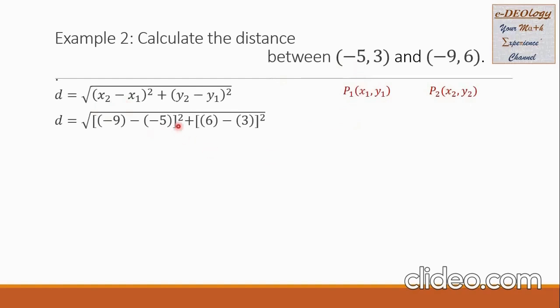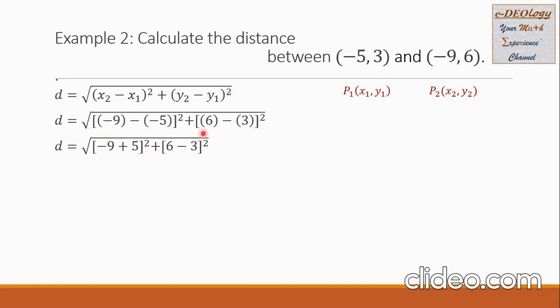We put the square and then plus. The y sub 2 is positive 6 minus the y sub 1 is positive 3. And we put the power 2. Then we simplify further. We remove the grouping symbol of negative 9. It's now without the parenthesis here. The minus and the negative 5 becomes plus 5. We copy the square. Then plus.